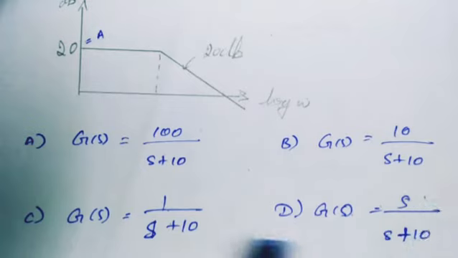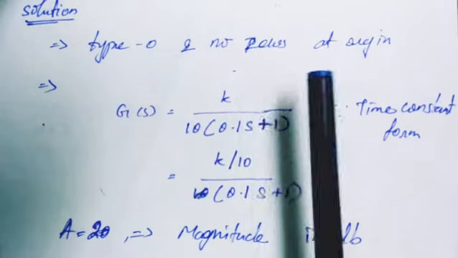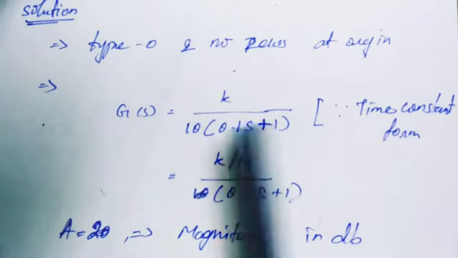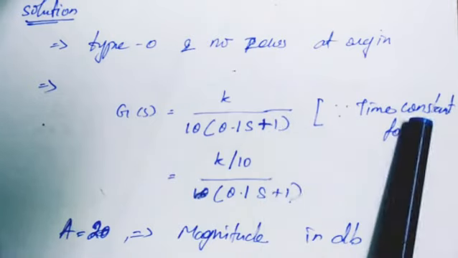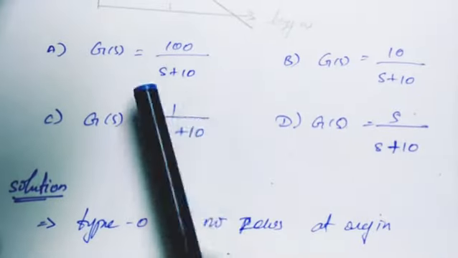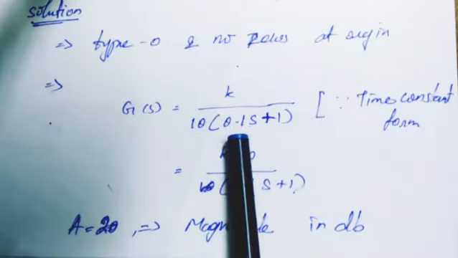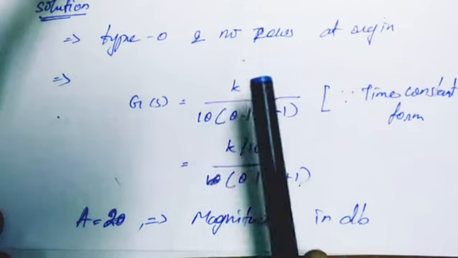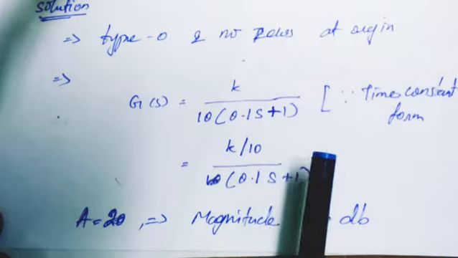In all the four options, we have the same denominator value. Finding the numerator value is itself enough. To find the transfer function, first I am assuming the numerator value, that is the gain of the system, as k. I am writing the transfer function, the denominator, in time constant form. Time constant form is nothing but 1 plus s form. So for making this s plus 10 into 1 plus s form, we have to take the 10 out: 10 into (0.1 s plus 1). Taking the 10 to the denominator, the gain of the system becomes k divided by 10.